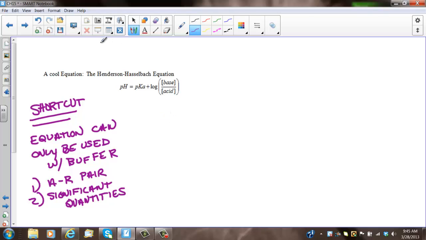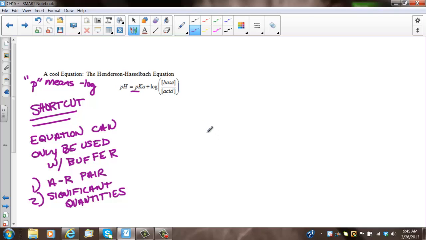So here you say pH equals the pKa, okay? Anytime you see P, it means negative log. So basically this can be translated to pH equals the negative log of the Ka plus the log of the concentration of the base over the acid. Sheep say bah. Okay, so base over acid. I know, it was corny.